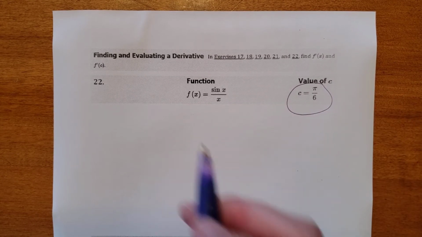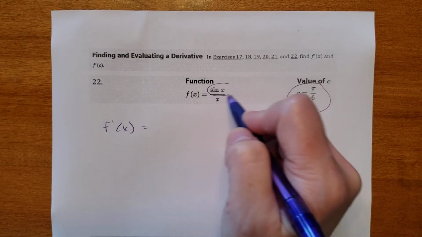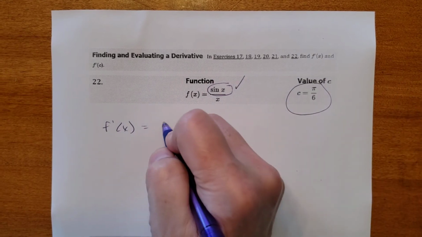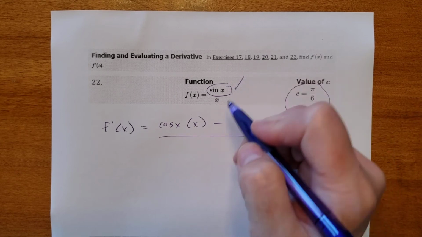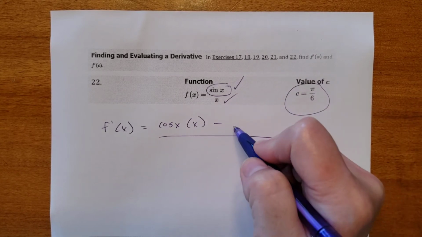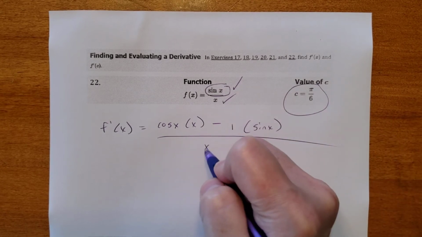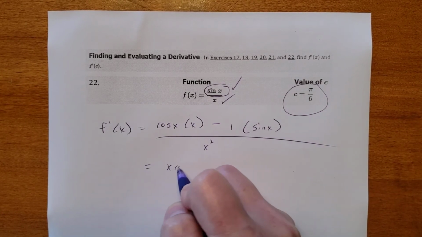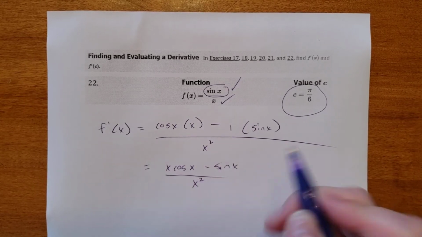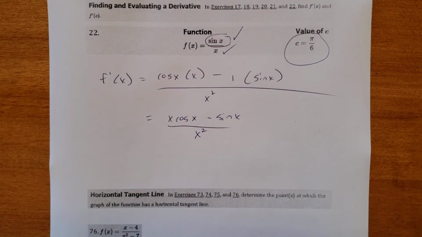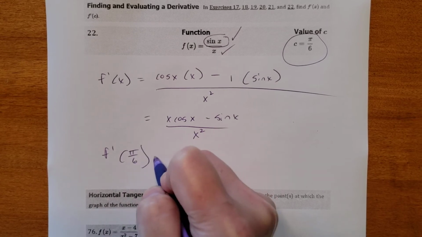All right, so let's go ahead and take the derivative. So f prime of x, it's a quotient. So again, take the derivative of the top first, which is cosine of x, times the denominator, then minus the derivative of the denominator, which is going to be 1, times the top, all over the denominator squared. So that gives us x cosine x minus sine x over x squared. And they want to know what c of pi over 6 is. So f prime of pi over 6.